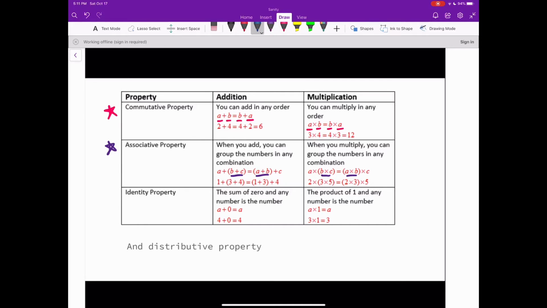Identity property as well. The sum of 0 and any number is just the regular number. I mean, these are things that you know. These are things that make sense, like a times 1 is equal to a, all right? And the distributive property, all of these things still apply to complex numbers, all right? So even though they look crazy, they've got imaginary parts, they've got real parts, they're going to generally work the same.